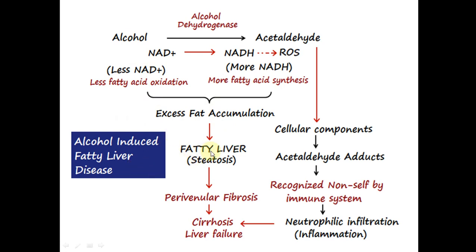Now, when the alcohol is converted into acetaldehyde under the action of alcohol dehydrogenase, and during this process NAD plus is converted into NADH, reactive oxygen species are generated, and we know how dangerous reactive oxygen species are for the cells, because they cause lipid peroxidation of the membranes, oxidative modification of the nucleus and nuclear proteins, and damage to various cytoplasmic and nuclear proteins.